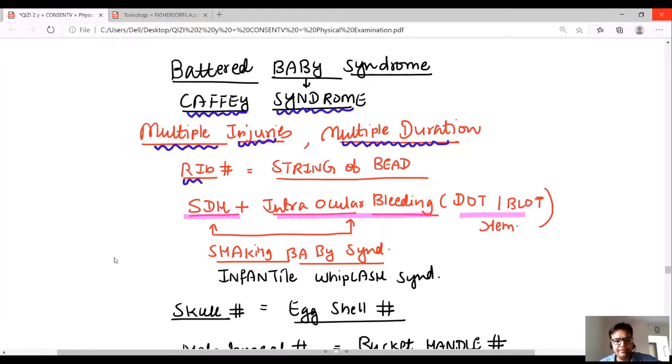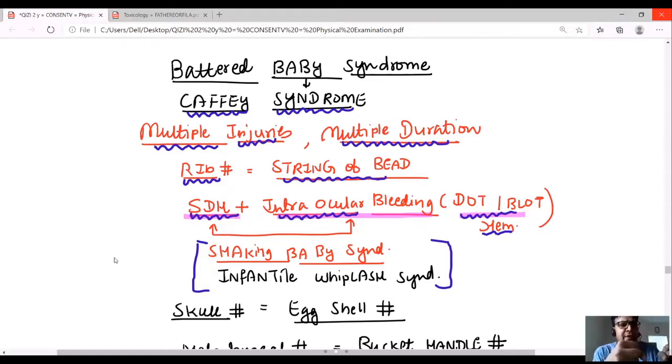On the rib, you will have a fracture. This is known as string of bead appearance. Subdural hematoma plus intraocular bleeding. This intraocular bleeding is known as dot and blot hemorrhage. And this is seen in shaking baby syndrome or infantile whiplash syndrome. See, sir, the rib has a fracture. On X-ray, it will look like string of bead appearance.